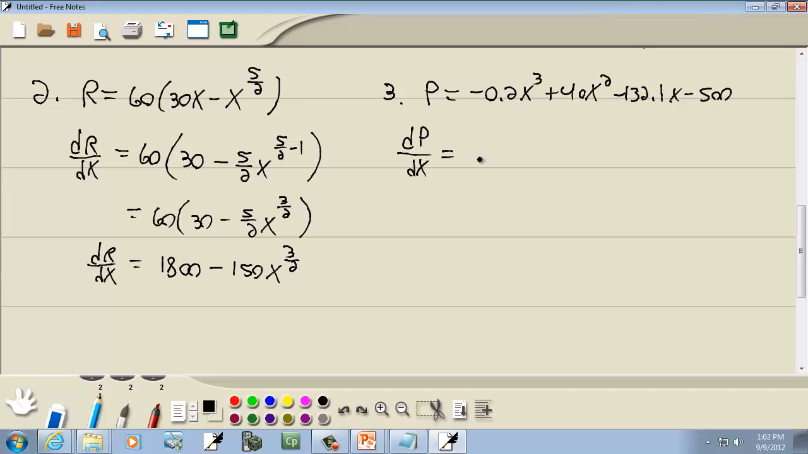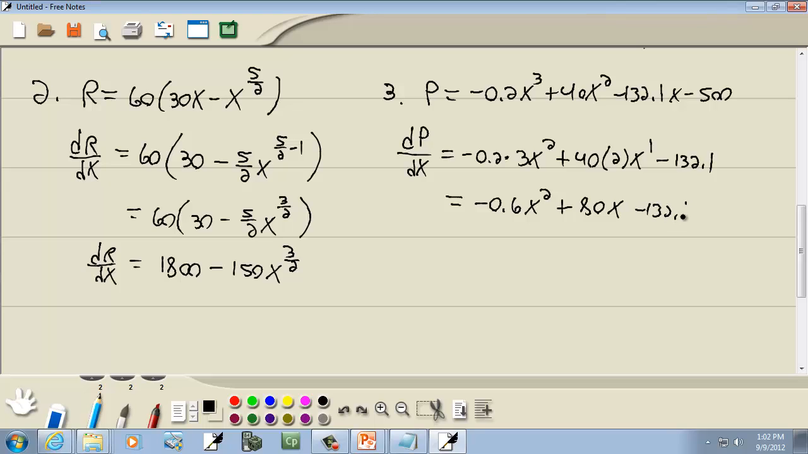Now, the derivative of this: take your power, put it out in front. So put the 3 out in front, lower it by 1. Take your power, put it out in front, lower it by 1. The derivative of negative 132.1x just gives you negative 132.1, and negative 500 drops away. So 3 times that gives us negative 0.6x squared plus 40 times 2 is 80x minus 132.1.